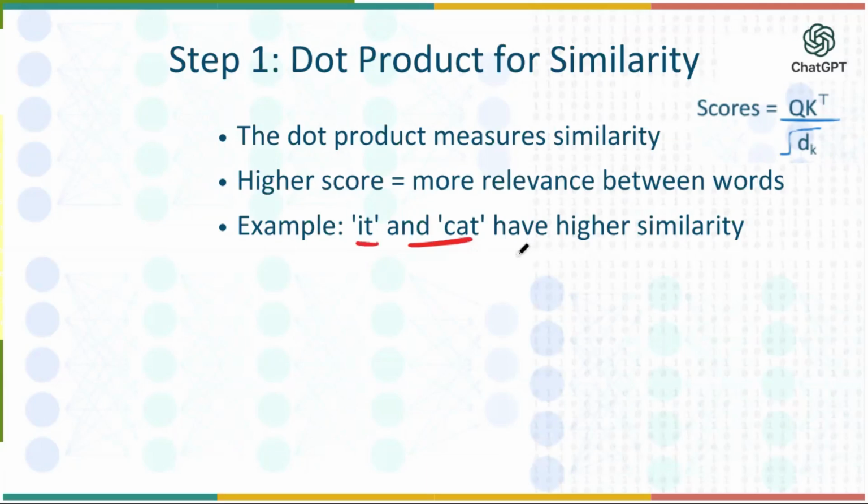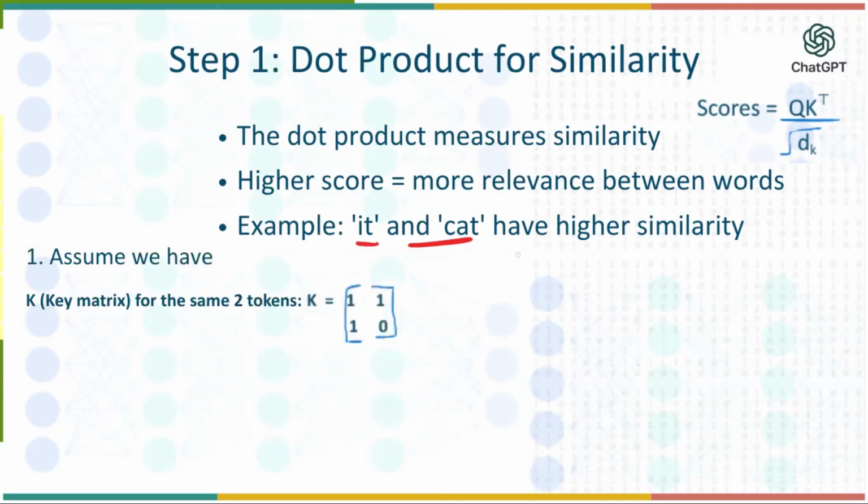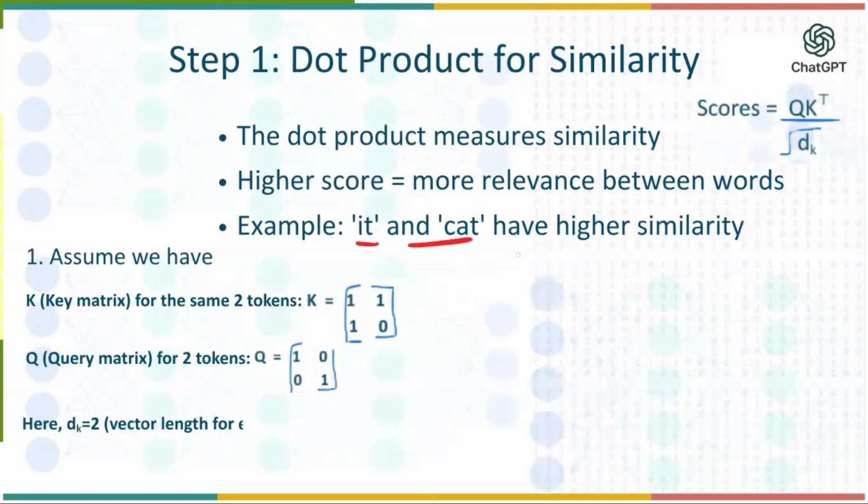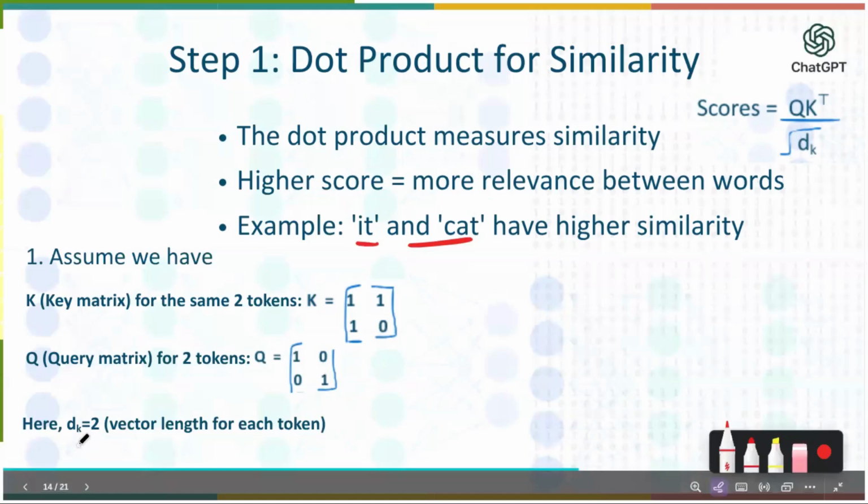We begin with two tokens. Each token has a query vector and a key vector. That is, [1, 1], [1, 0] is the key matrix for the same two tokens, and [1, 0], [0, 1] is the query matrix for the two tokens. Here, the dimensional space of the key is 2, because that is the vector length for each token.